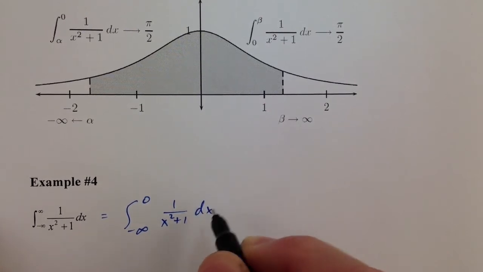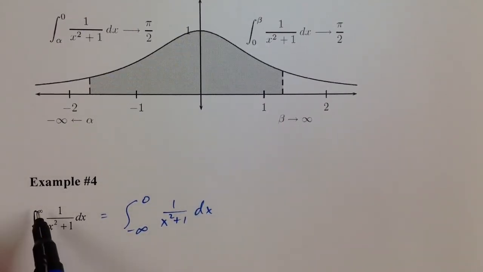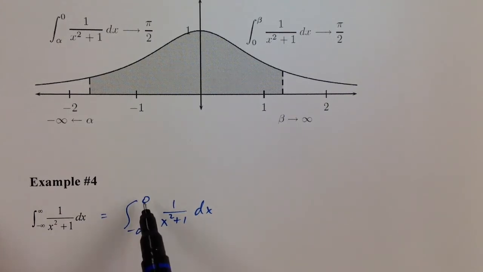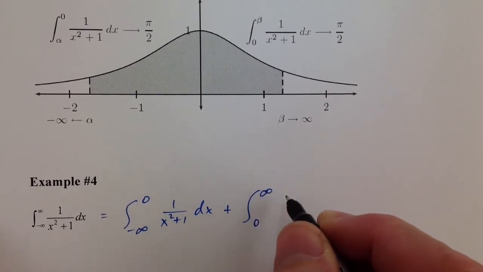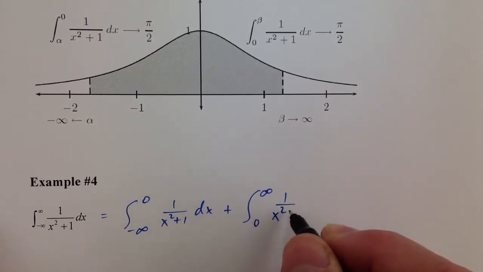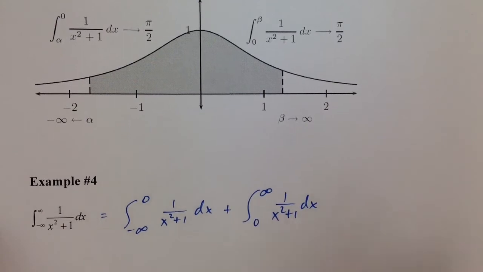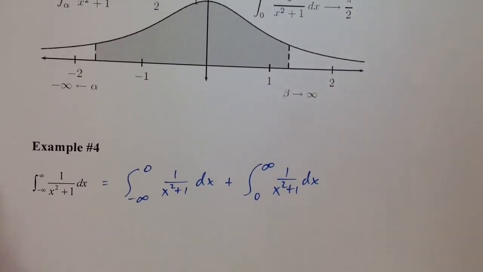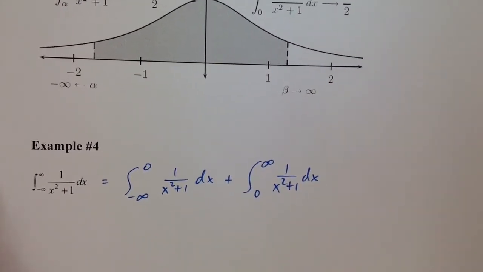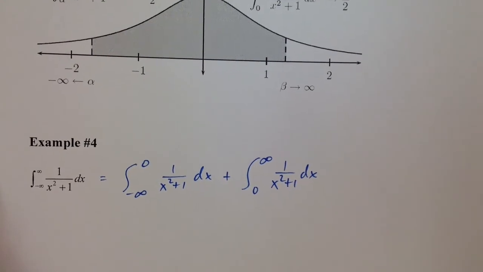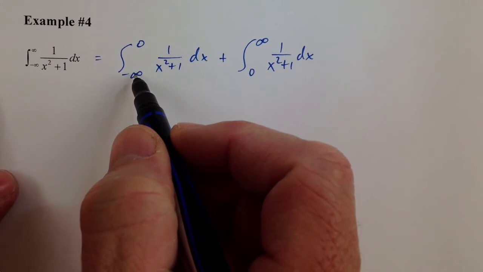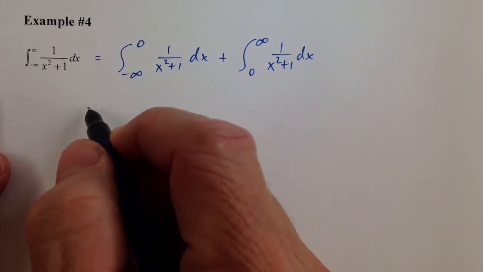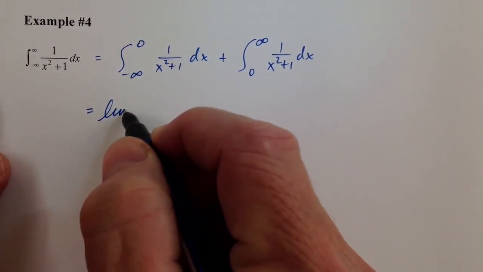So this integral from negative infinity to positive infinity is equal to the integral from negative infinity to 0 plus the integral from 0 to infinity. Again, we want at most one endpoint of integration to be improper. This will give us a good idea of what to do when the lower endpoint of integration is infinite.